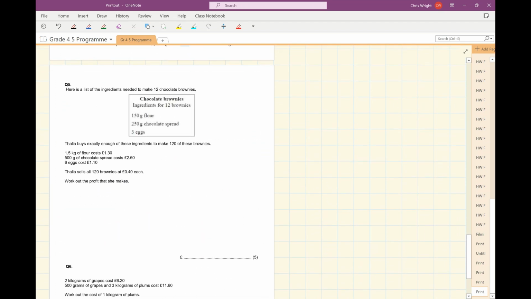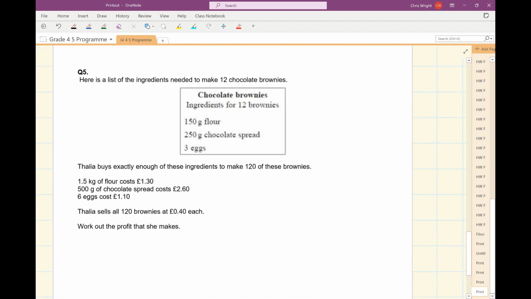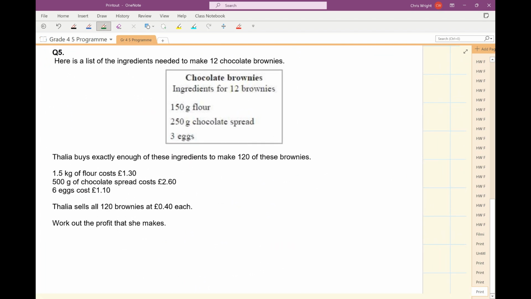Question 5. Here is a list of ingredients needed to make 12 chocolate brownies. There we go. Now, this person, Thalia, buys exactly enough to make 120 of these brownies. Those are the costs. This is what she sells all her brownies for. Work out the profit she makes.